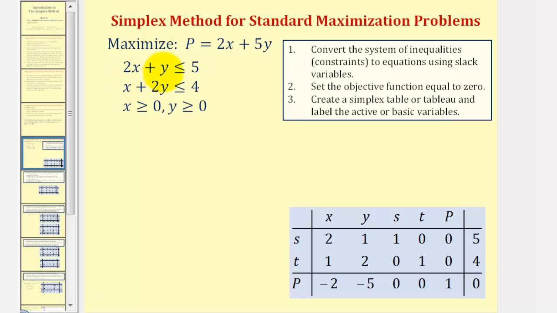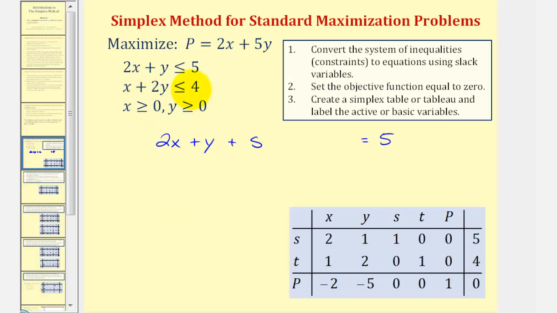So if 2x plus y is less than or equal to 5, there must be some value, which we'll call s, so we can make the left side equal to 5, which means we could write an equation: 2x plus y plus some value s would have to be equal to 5. Now leaving some space here horizontally, because we'll have other variables, we want the like terms to line up vertically.